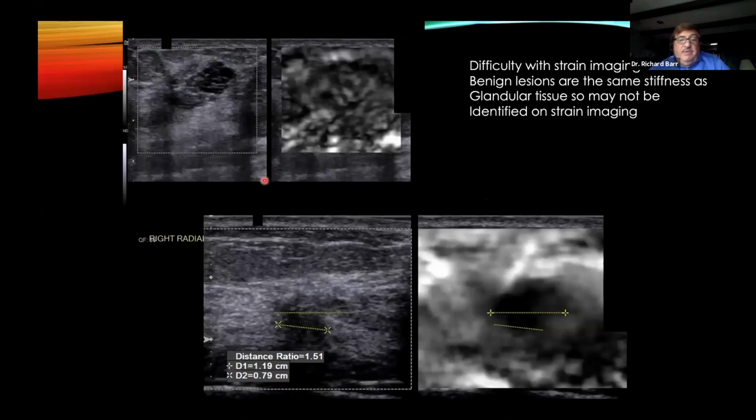Again, this is what I like to show as an example of the problems you're going to have with strain. Hypoechoic lesion surrounded by glandular tissue. Here, we don't really see the lesion at all. It blends in with the background tissue and is a benign with fibrocystic disease. Where here, the benign lesion is clearly identified as being larger. The glandular tissue is now a light gray and fat is white. So I'm using white as soft and black as stiff here. So you can see that this becomes the problem.